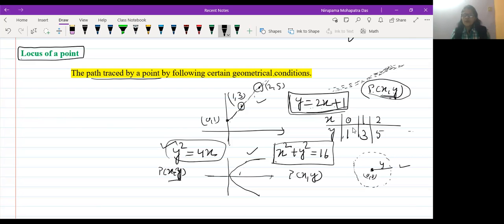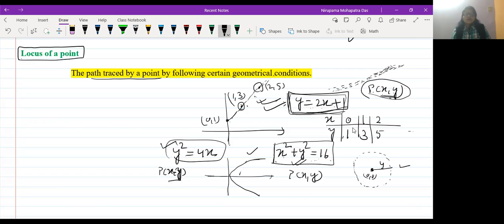The locus of the point P(x, y) in this case is a straight line, and in the case of x square plus y square equal to 16, when the point follows the geometrical condition x square plus y square equal to 16, we get a circle with center at 0, 0 and radius 4 units.